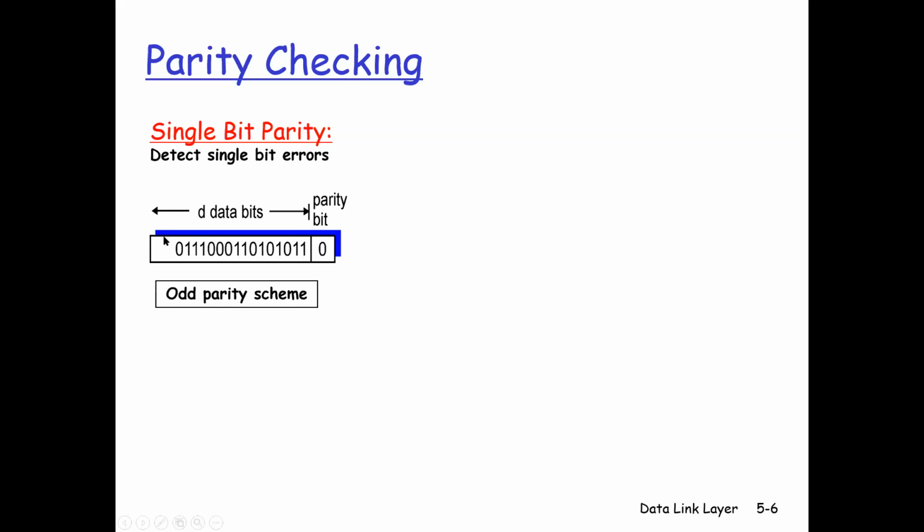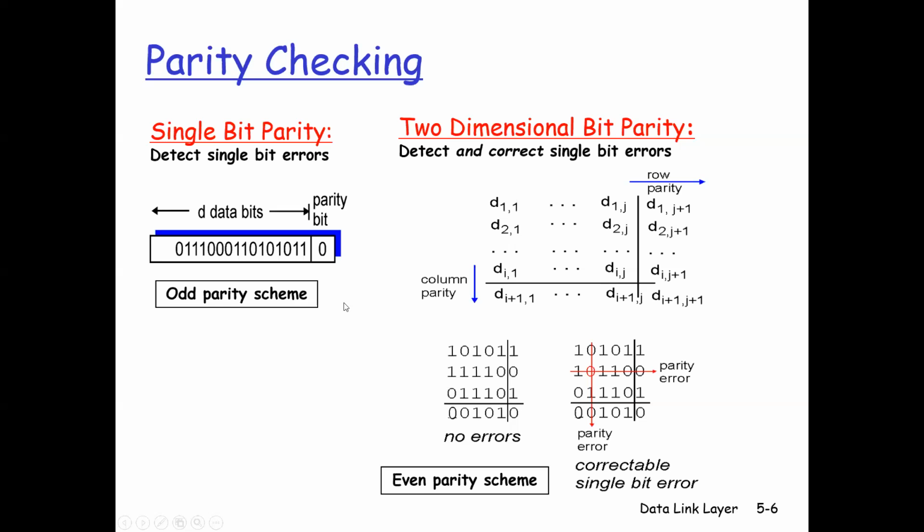Adding them all together, you'll have an odd number of ones. If you already have an odd number of ones, the parity bit is going to be set to 0. If you have an even number of ones over here, then this parity bit you will set so that you get a total of an odd number of ones in the D plus 1 bits. So it's the opposite in an even parity scheme.